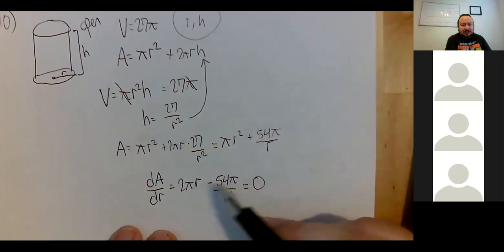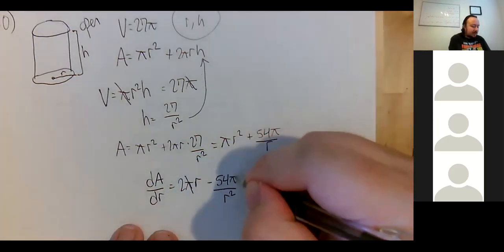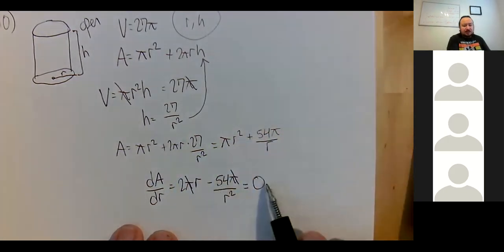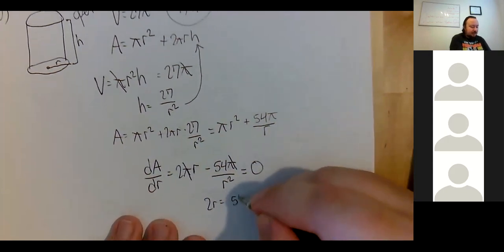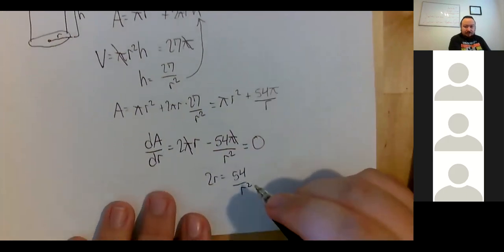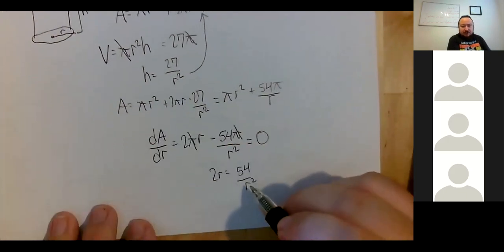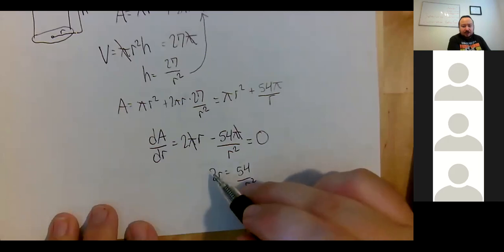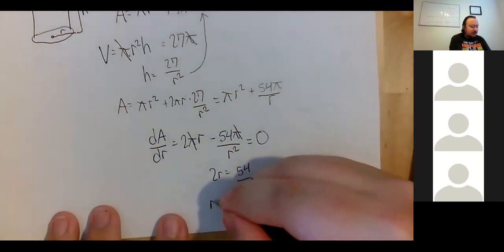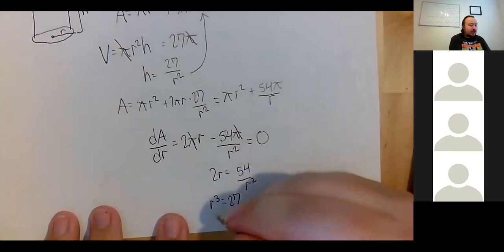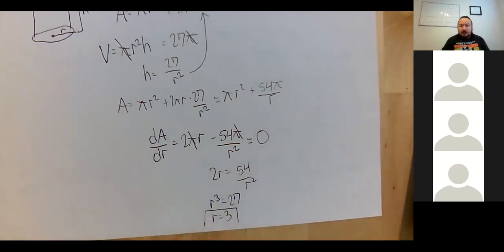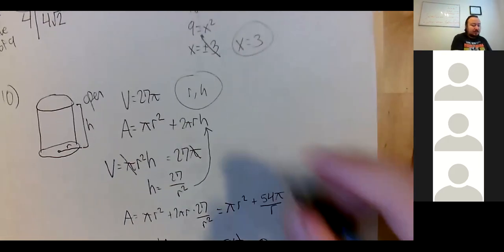All right, seems like I can divide pi out of all this. And then I'm going to add this over here. So I have 2r is 54 over r squared. Then finally, I'm going to bring r squared up here, divide by 2, giving me that r cubed is 27. And the only way you can cube something to be 27 is if the number you're cubing is 3. We get r equals 3 as one of our dimensions for this problem.